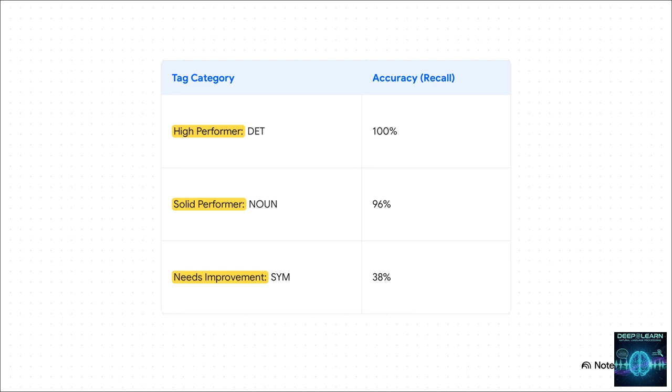But, and this is a big but, look at the bottom row. It really struggles with symbols, only getting them right about 38% of the time. And that's a huge lesson. Even a model that's 97% accurate has its own specific strengths and, well, blind spots.